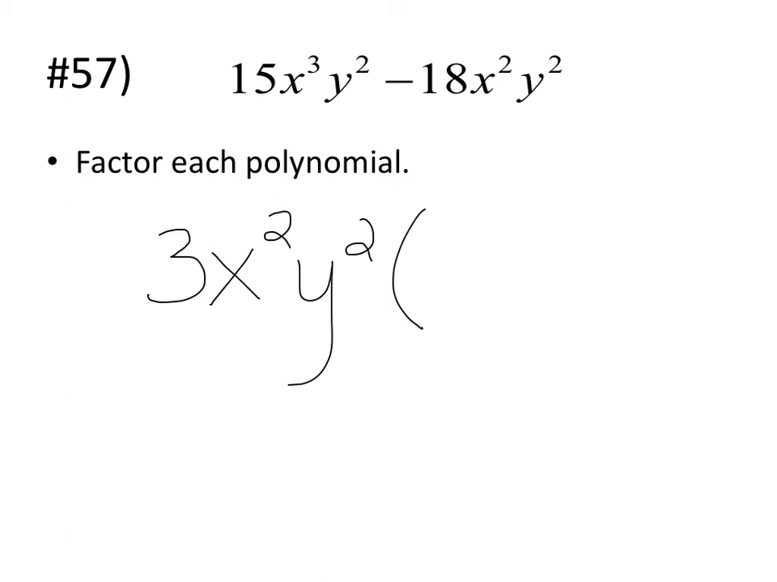So 3 from 15, if you do 15 divided by 3, you get 5. If you take 2 x's from 3 x's, you're left with 1x. And if you take 2 y's from 2 y's, you're not left with any y's. So then if you divide negative 18 by 3, you get negative 6. If you take 2 x's from 2 x's, you don't have any left. And if you take 2 y's from 2 y's, you don't have any left. So you're done there.